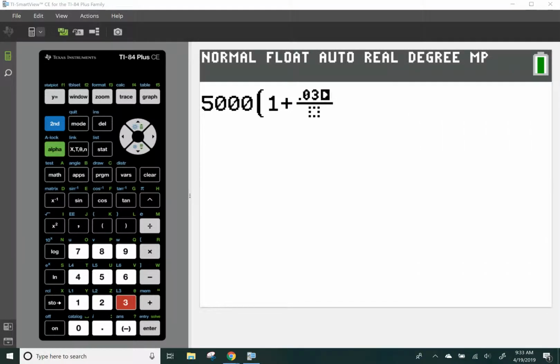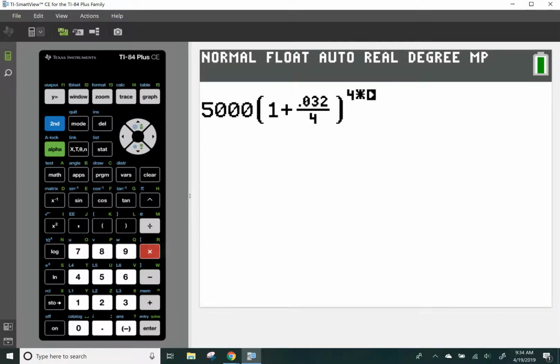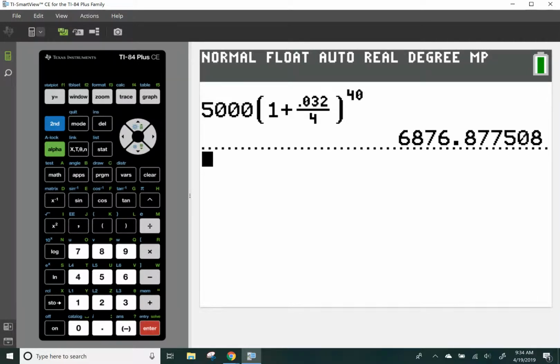0.032, and then divided by 4, because that was my quarterly, right? And then I can close that parenthesis off, so it looks good, right? And then I can raise that power. I could type in 4 times 10 here if I wanted to, or I could just type it in as 40. Either would work as long as you have the correct numbers. So hit enter on it, and you get your answer. So that's what number 9 is.